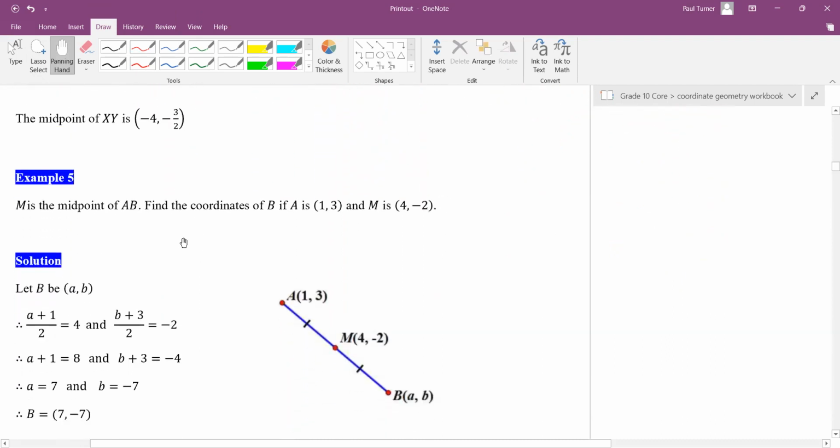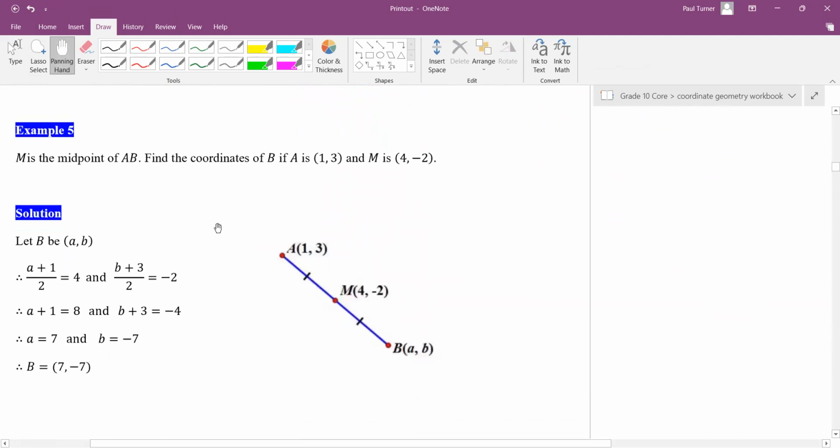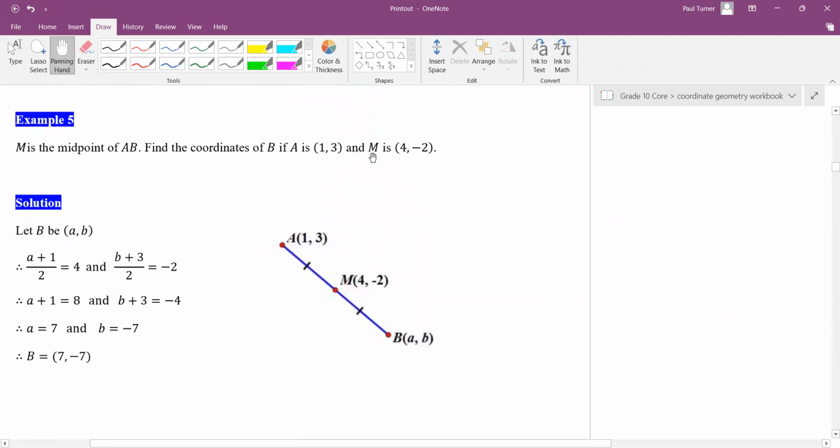Now this one, let's see. We're still using the formula, but it's giving you the midpoint. So this is actually xm, ym. Let's call this x1. They call it A and B here if you want. So let B be A and B, because we don't have that point. I could have called it x2, y2 or whatever. It doesn't matter.